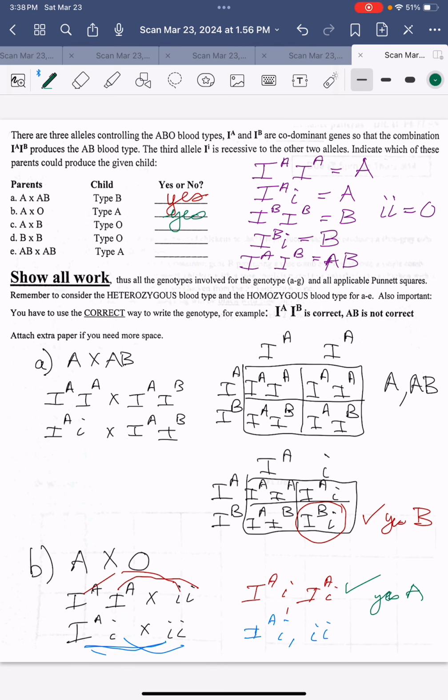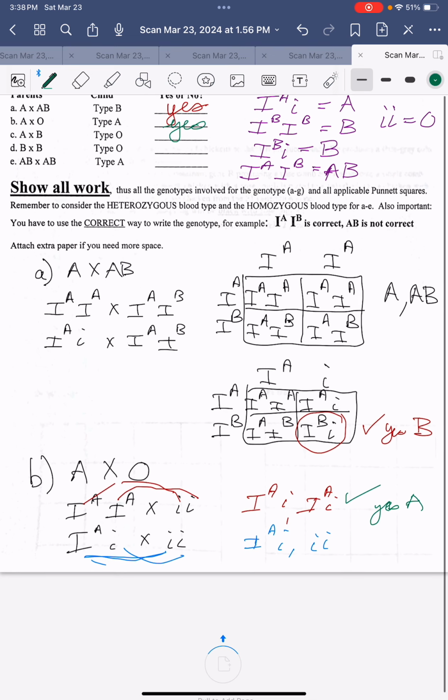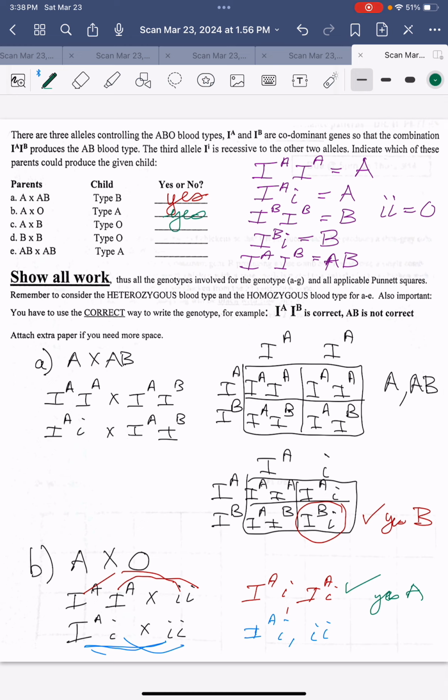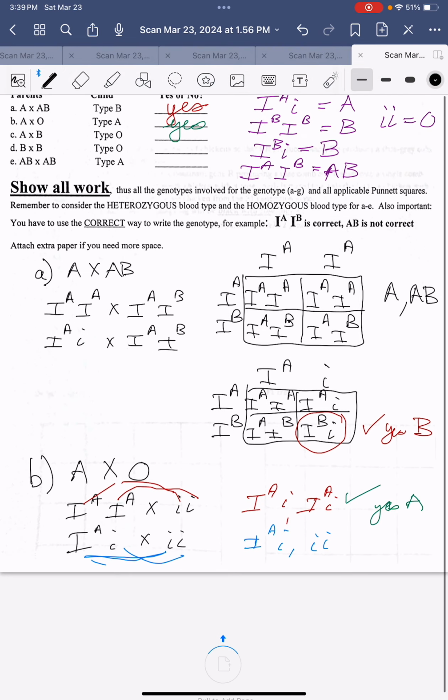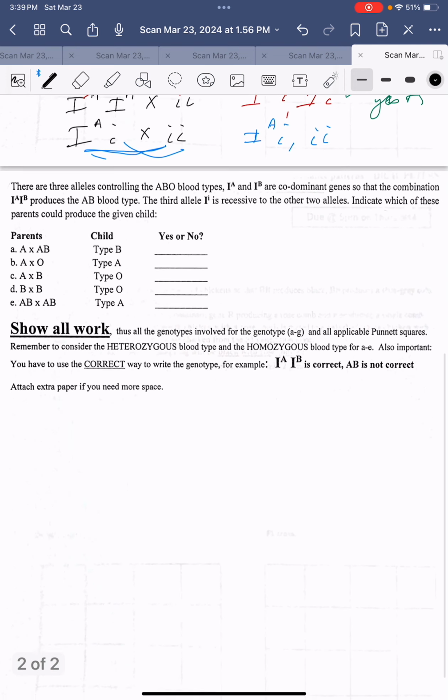Now it's up to you to use either the Punnett square or a crossover trick to show the genotype formation, as long as you write the genotype correctly. We use a capital I, or uppercase I, to show the immunoglobulin gene, and we show the uppercase A and uppercase B to show that those are dominant alleles, but they also are codominant, because if you have IA IB, it produces blood type AB. So let's do one more example. Then I think you should be able to do the last two on your own.